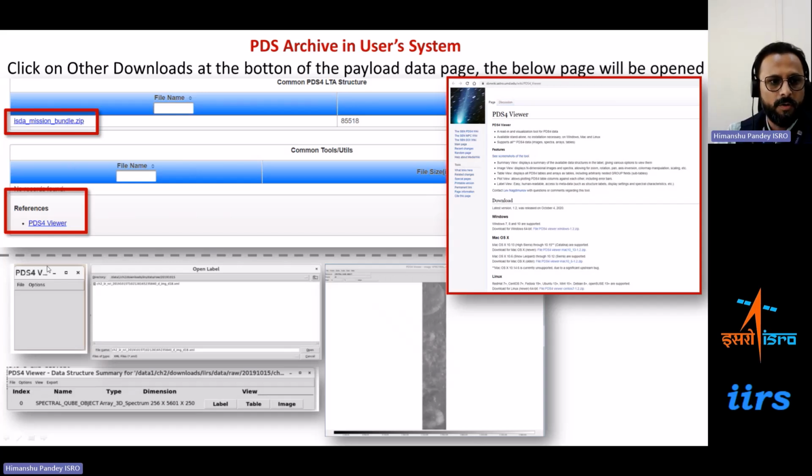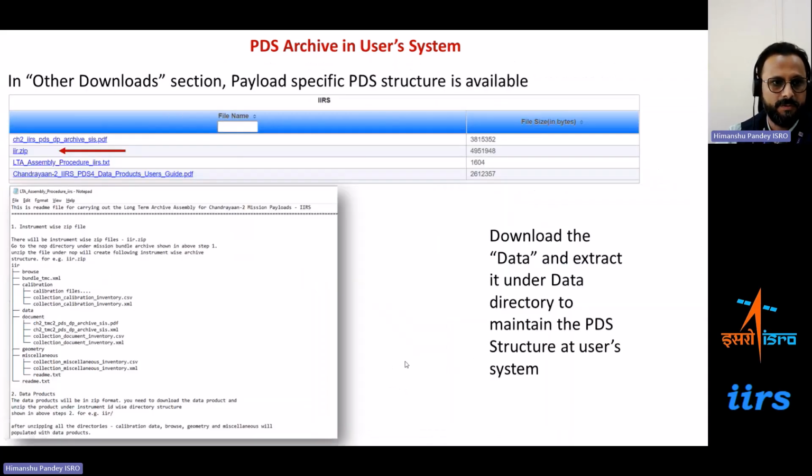In addition, if you want to understand more about the PDF code, click on this PDF code and all the details will come. Even the tools are available here. These are the tools which can get downloaded. You can download and open data sets using the PDF code.